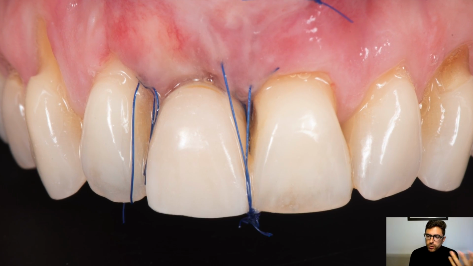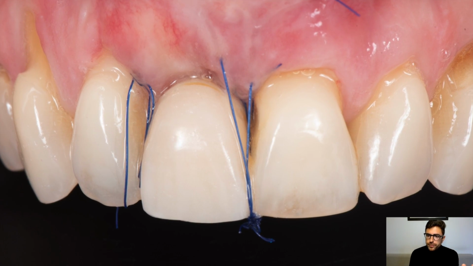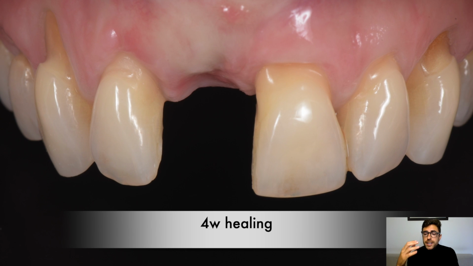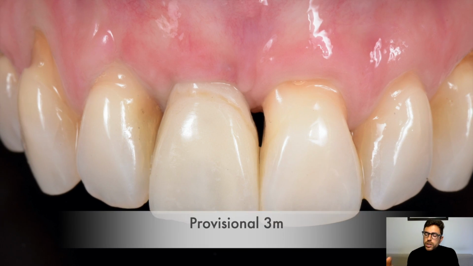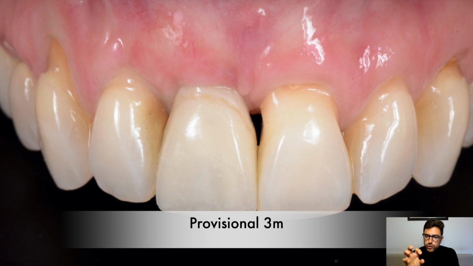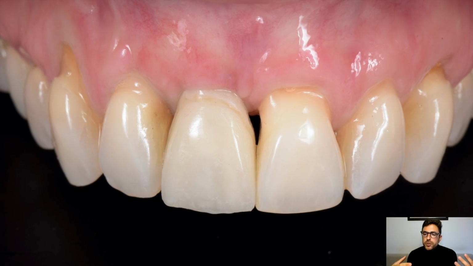You see uneventful healing, almost with no inflammation. And then after 4 weeks, this is the healing. No more recession, it's covered. In the meantime, the patient is with a resin bonded bridge, and after 3 months, we connect the implant provisional. Why? Because we want to develop the emergence profile.